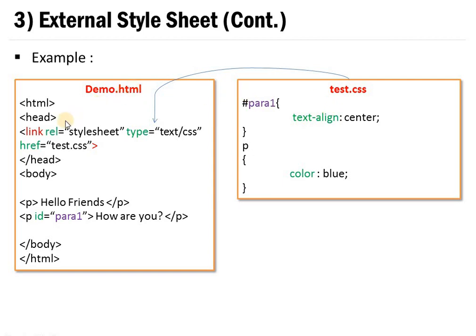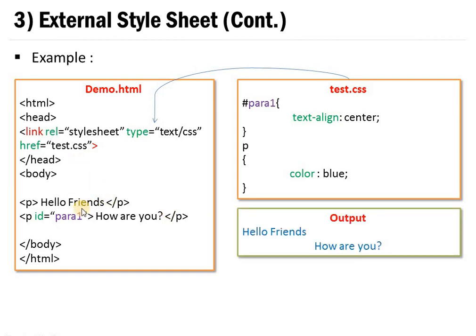For example, I want to use this CSS code in this HTML file. So in my head section I have added one link tag, and inside this link tag I have set the href attribute equal to taste.css. If both files are in a single folder, then the path will be like this. Simply put the path of this file, and whatever style you have set here will be reflected in this HTML whenever you run this.